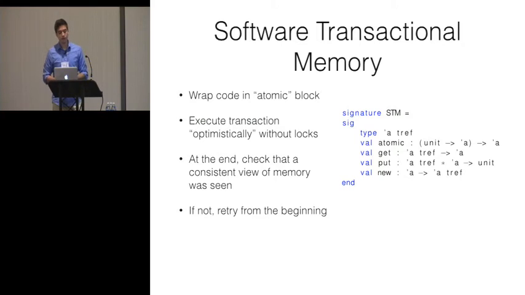So basically the idea is we're going to take these transactions and execute them optimistically. We're not going to acquire any locks as we're executing them. Instead, when we get to the end, we'll just verify that we saw a consistent view of memory. If it turns out that we didn't, we'll just restart the transaction from the beginning. And we'll keep doing this until we eventually get to a point where we did see a consistent view of memory.